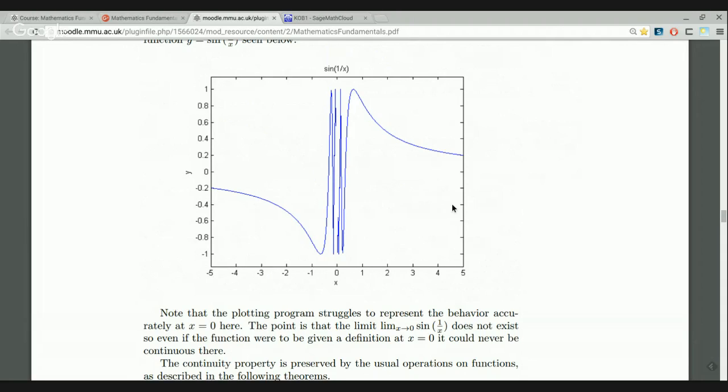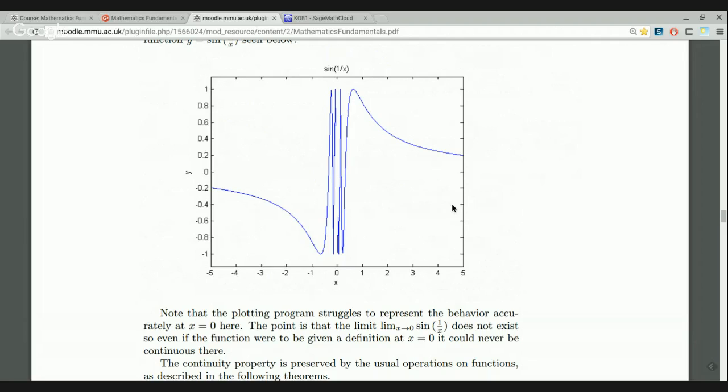Now sine of x, of course, is a nice continuous function. You have this continuously changing smooth sine wave, which just goes up and down as you go along the x-axis. Sine of x is continuous. But if you consider the function defined by sine of 1 over x, the composition of sine with the reciprocal function, it's continuous everywhere, but something funny is happening at 0.